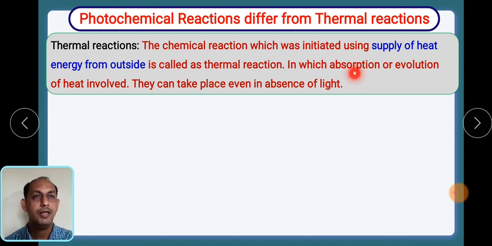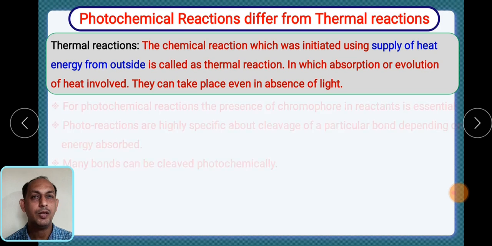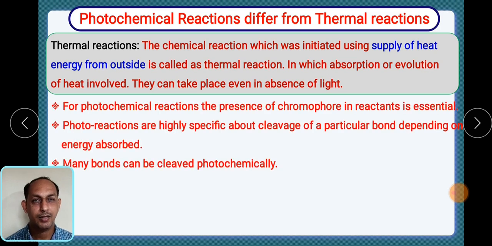When we see those thermal reactions, either heat is absorbed or heat is evolved. On the basis of that, we categorize the reaction as exothermic or endothermic. This is what happens in thermal reactions, which take place in the absence of light. So in thermal reactions, the main important thing is that heat energy is provided. In the case of a photochemical reaction, what is the requirement?